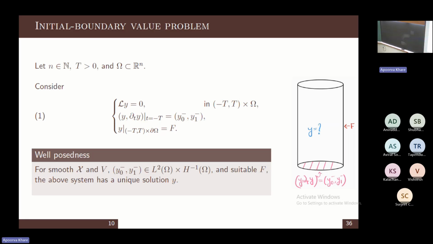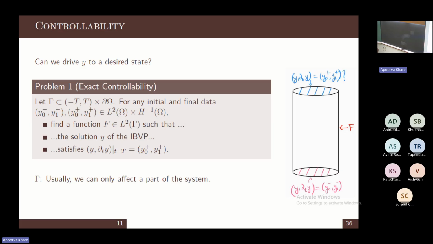Our goal initially is: can we drive y to a desired state? That is our goal. So pictorially speaking, you are given some y0 minus, y1 minus. Then you want to find the control function f so that at the final time you are able to reach this part, y0 plus and y1 plus data.